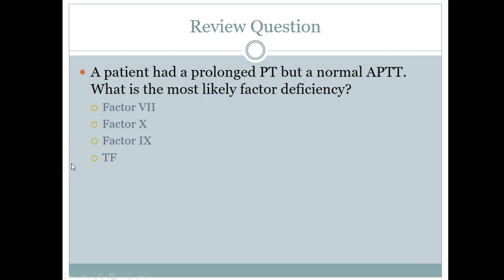All right, so let's do a few review questions. If a patient has a prolonged PT but a normal PTT, what is the most likely factor deficiency? This is one that we discussed earlier, and that should be factor 7. Again, factor 7 only belongs in the extrinsic pathway, which is measured by PT. So if only PT was prolonged, then factor 7 is the one that's most likely deficient.